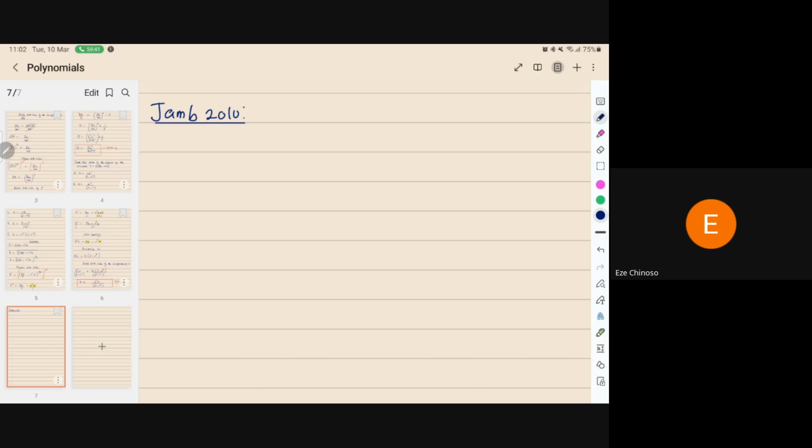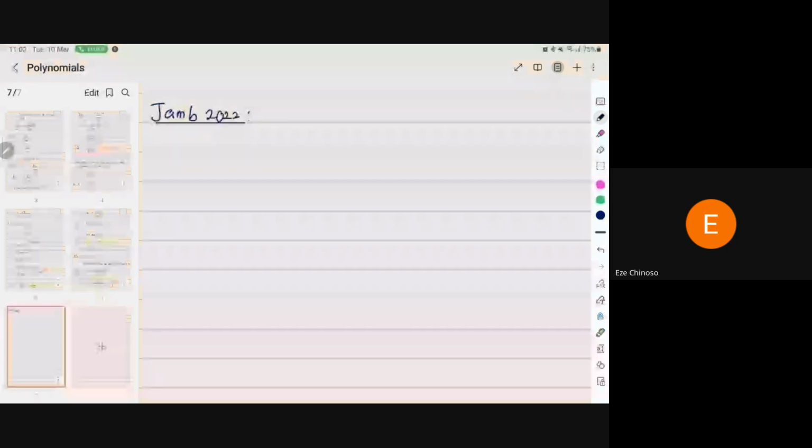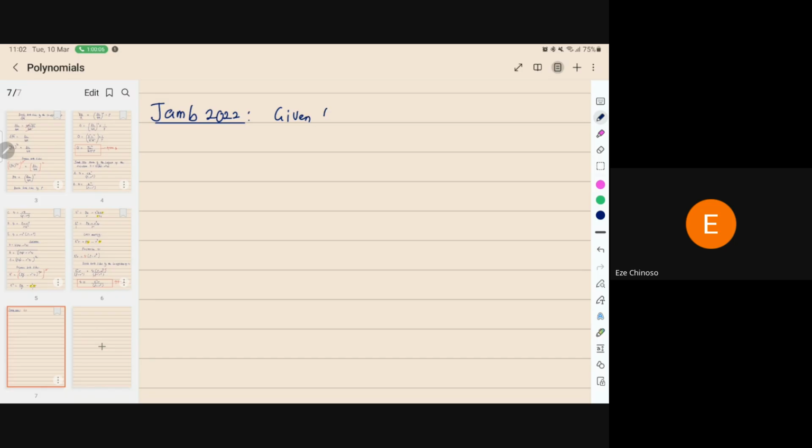So this one said, make Q the subject of the formula. Why is this guy always making Q the subject of formula? Okay, let me give you this one, 2022. So JAMB 2022, because I'm tired of the Q. So given that R is equal to the square root.